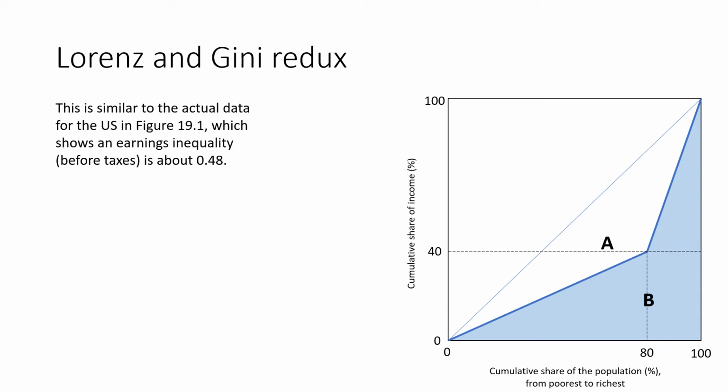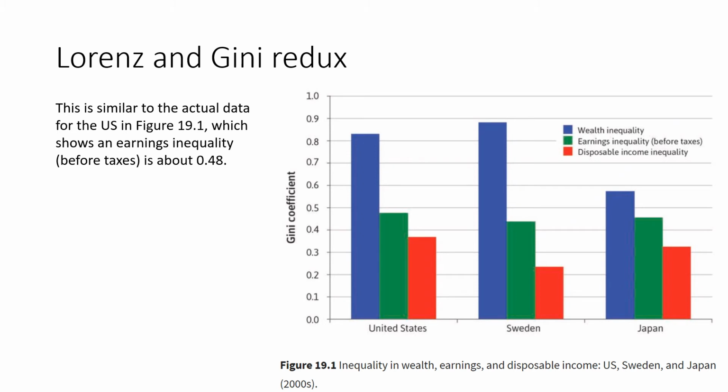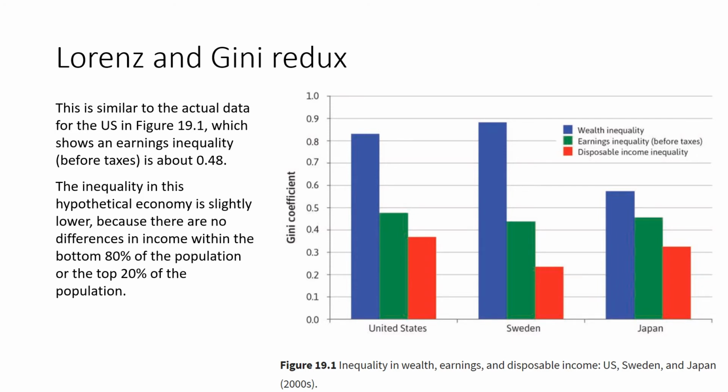Now, it's worth noting that this is similar to the actual data for the United States in figure 19.1 of the book, which shows that earnings inequality in the United States has a Gini coefficient of about 0.48. We're at this bar here. After taxes and transfers, the government reduces that, but if we just look at inequality of pre-tax income, we're on the green bar here. The inequality in this hypothetical economy is slightly lower because there are no differences in income within the bottom 80% or the top 20% of the population.